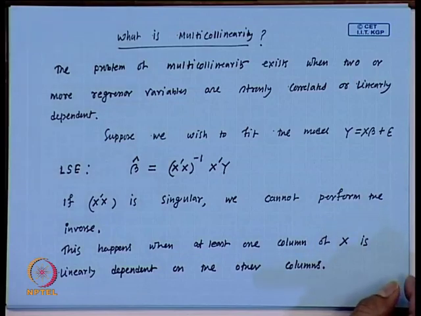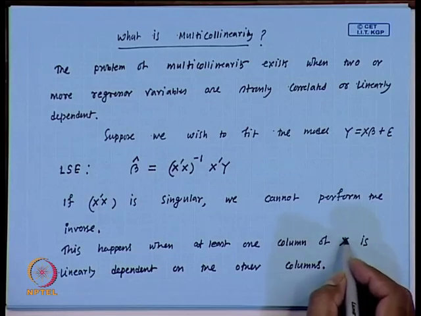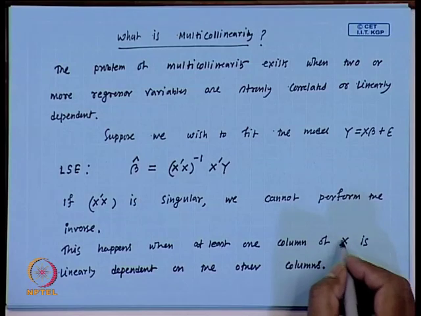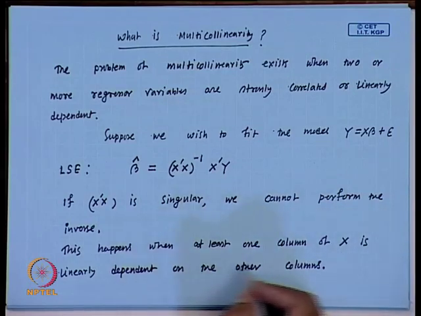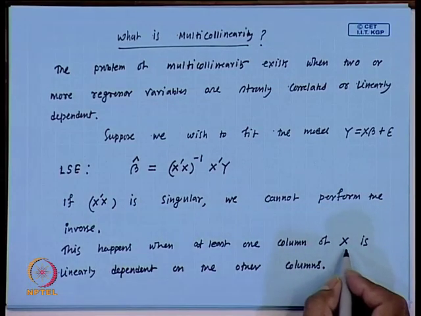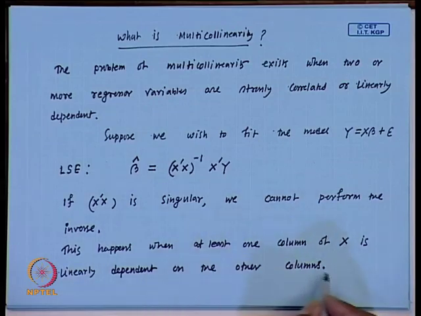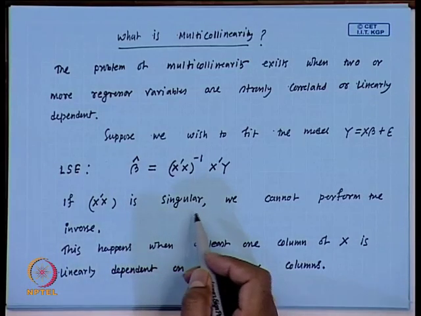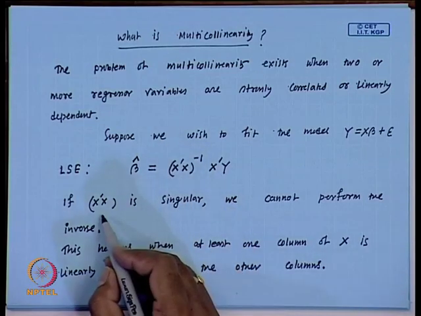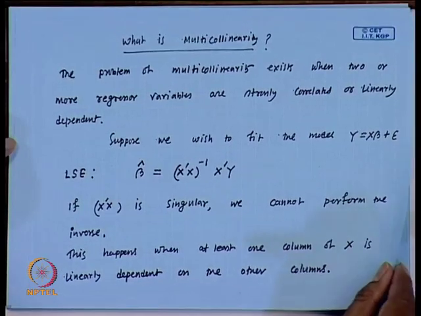Okay. So, the ith column of this matrix x stands for the ith regressor variable. So, the meaning of this is that if one regressor is linearly dependent on the other regressors, then x prime x is singular, and we can't compute the inverse of the x prime x matrix. Okay, let me give one example for this.